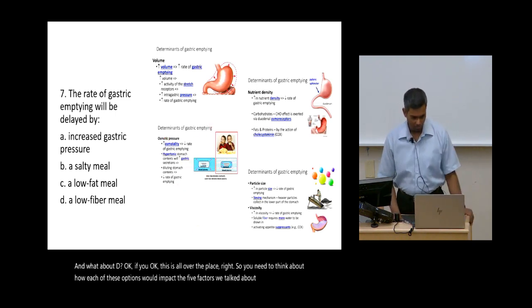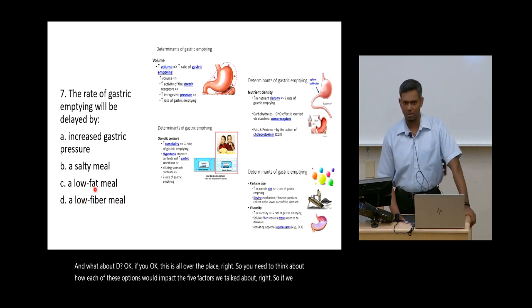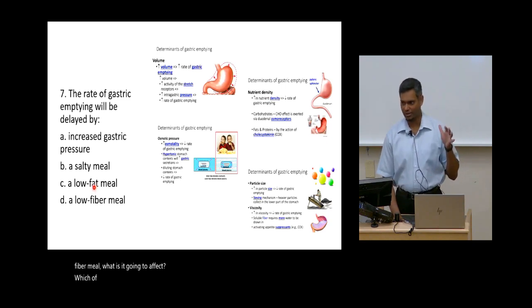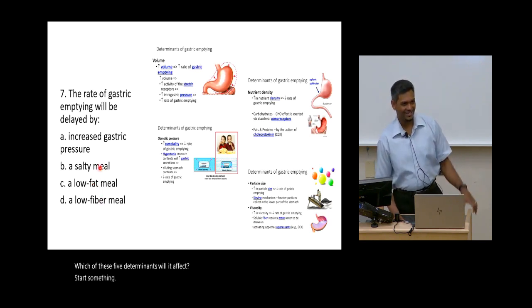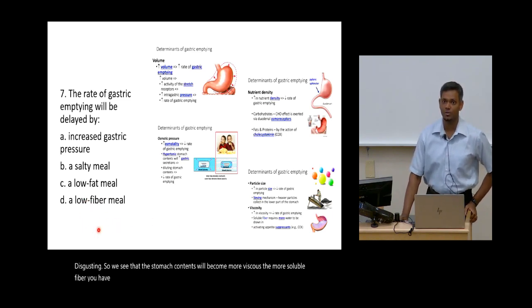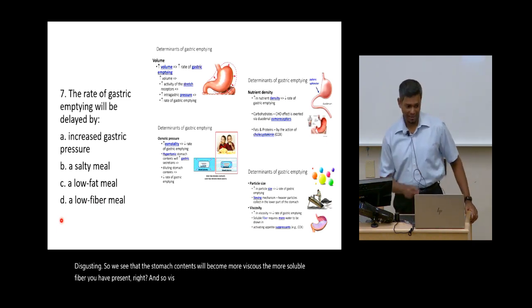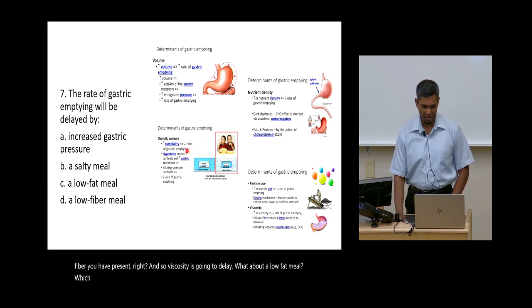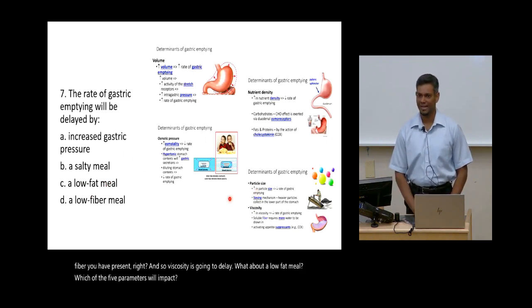Right? So if we have a low fiber meal, what is it going to affect? Which of those 5 determinants will it affect? Starts with V. Viscosity, right? So the stomach contents will become more viscous the more soluble fiber you have present, and so viscosity is going to delay gastric emptying. What about a low fat meal? Which of the 5 parameters will it impact? Fat content.